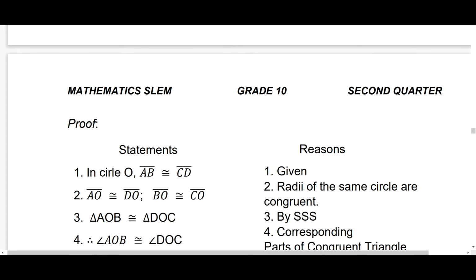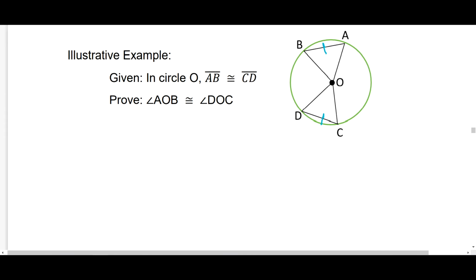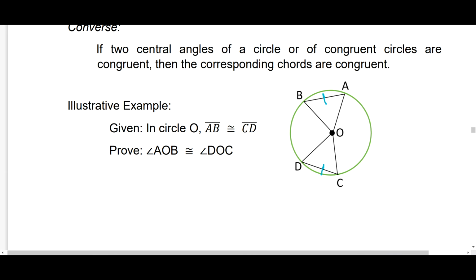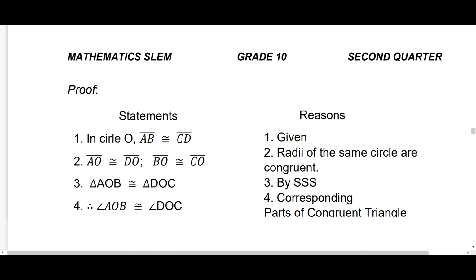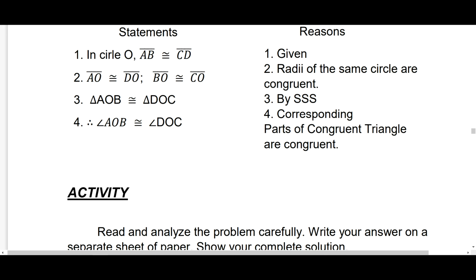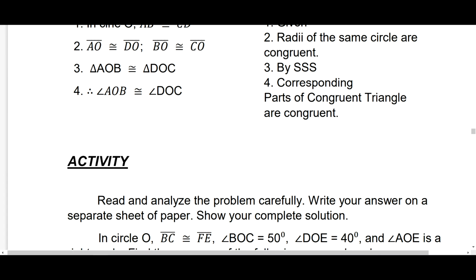AO is congruent to DO. BO is congruent to CO. So, radii of the same circle are congruent. So, by SSS, the triangles are congruent, and corresponding parts of congruent triangles are congruent.